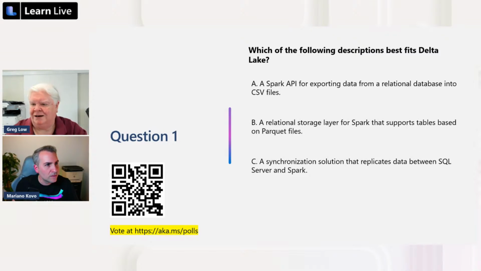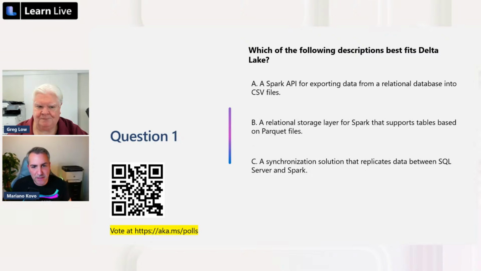I guess Mariano will check what the poll is for each of these, and so the first one's just, which of the following descriptions best fits Delta Lake? And so not Delta Table, but just Delta Lake. A Spark API for exporting data from a relational database into CSV files, or a relational storage layer for Spark that supports tables based on Parquet files, or a synchronization solution that replicates data between SQL Server and Spark.